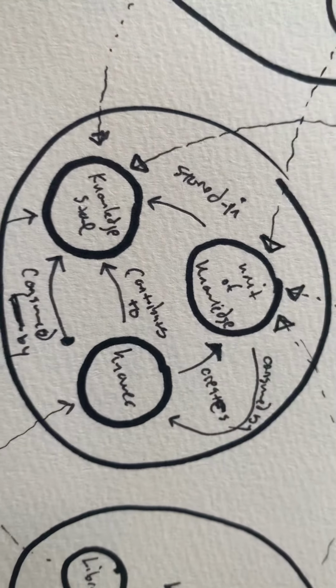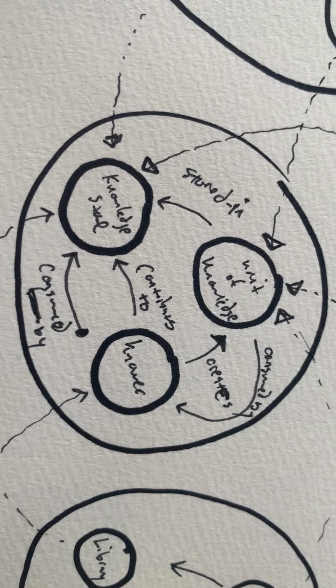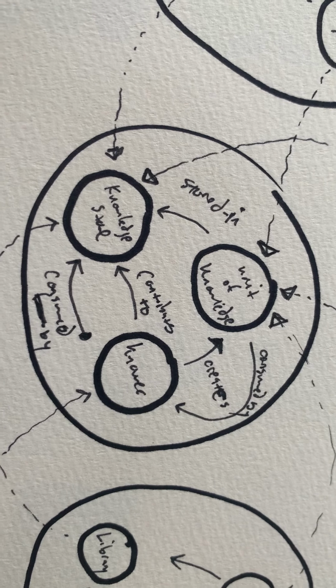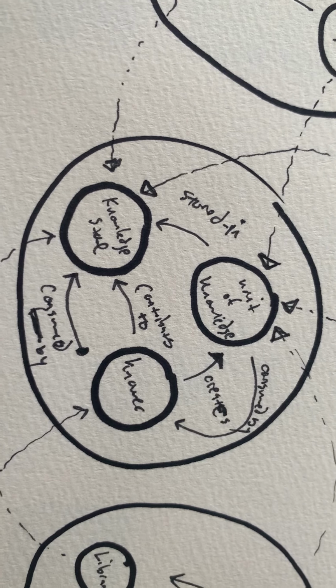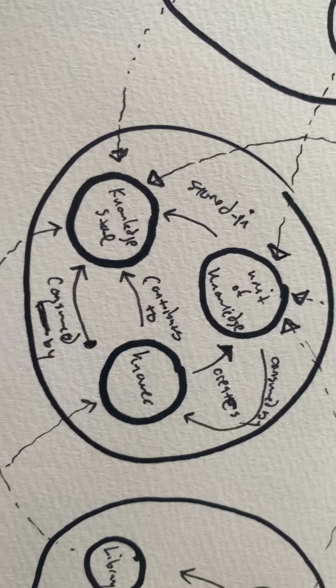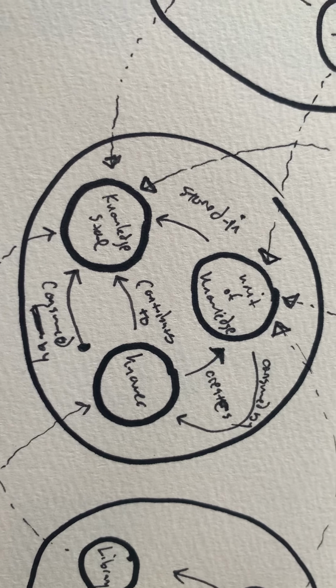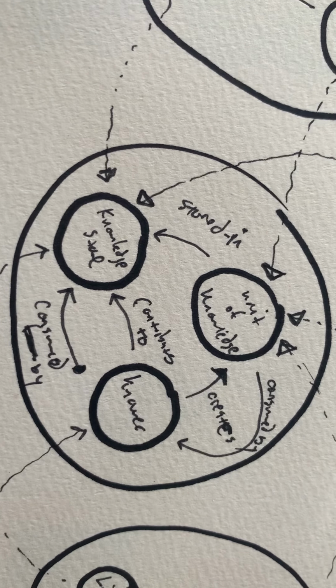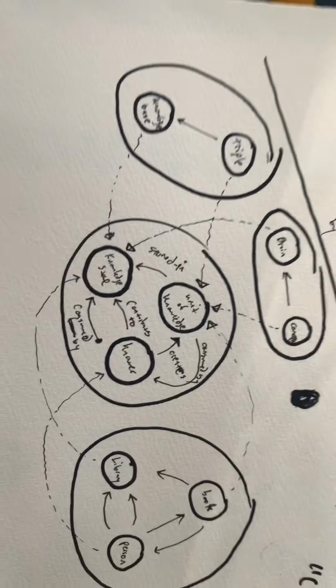So we have in the middle this kind of dense little graph of 3 nodes, which is that the knower creates units of knowledge, and units of knowledge are consumed by the knower. The knower contributes to the knowledge store, and the knowledge store is consumed by the knower, and the unit of knowledge is stored in the knowledge store.